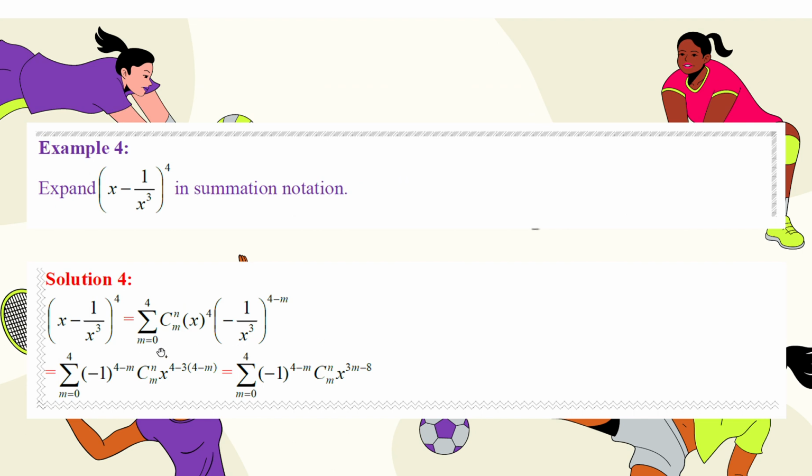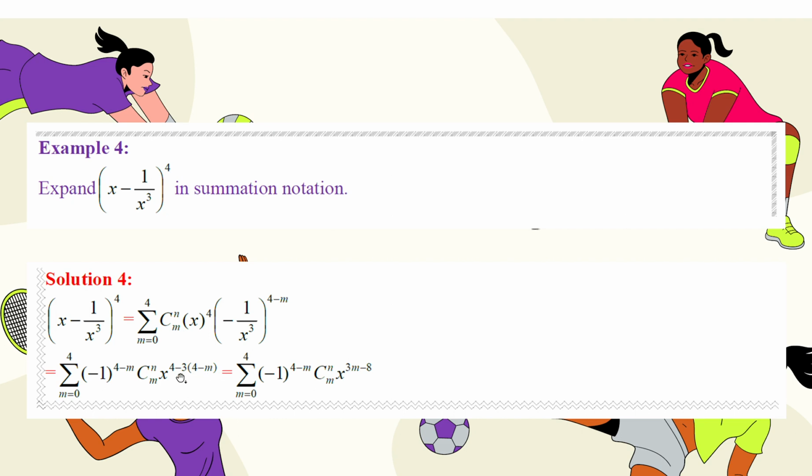The sum from m equals 0 to 4, and then 4Cm, x to the power... oh, sorry, this should be x to the power m. Sorry, this is 4, it should be m. Okay, it should be 4 minus m. Oh, so I made a mistake.